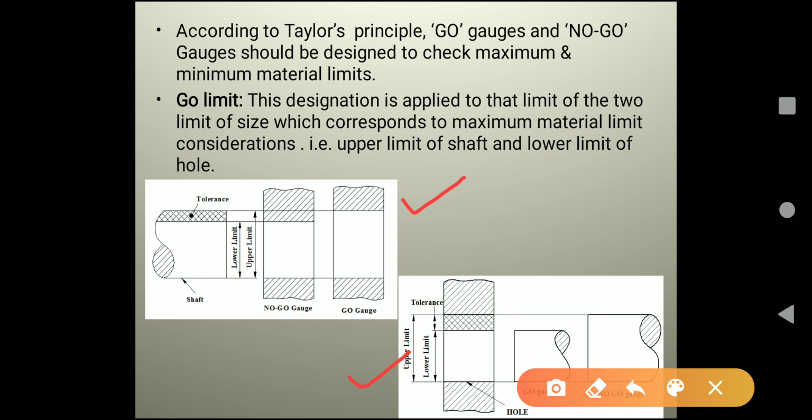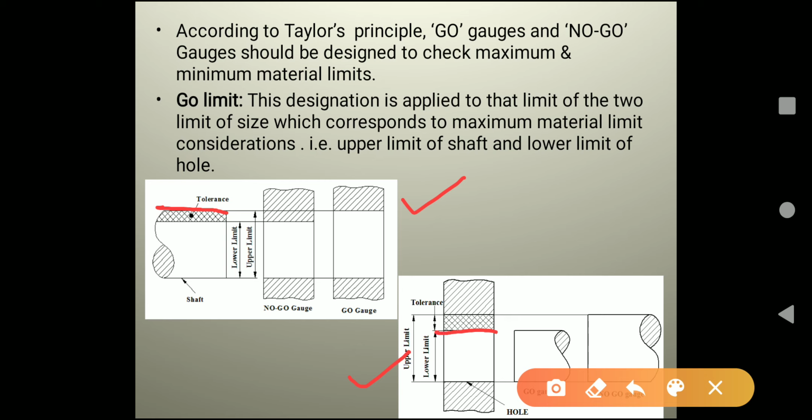Here, what does the go limit say? This designation is applied to that limit of the two limits of size which corresponds to the maximum material limit condition. Here Taylor wants to say that the go limit should check the maximum material limit consideration, meaning the upper limit of a shaft and the lower limit of a hole. Here it is seen: the upper limit of a shaft and the lower limit of a hole.